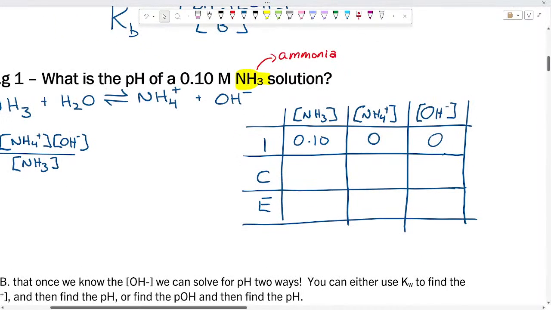Now, in the change category, which of these goes up, which of these goes down? This goes up? No, that goes down, and the others go up. And what are the numbers on each of them? Yeah, this is 1-to-1-to-1 stoichiometry, so I can just say 1x, which is just x, and x, which means this will be 0.10 minus x, this will be x, and this will be x.